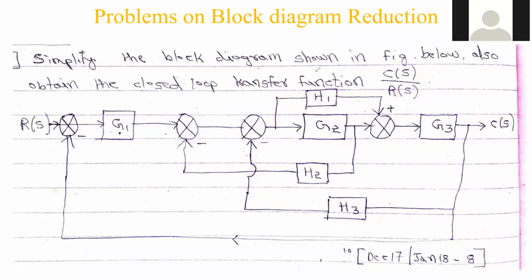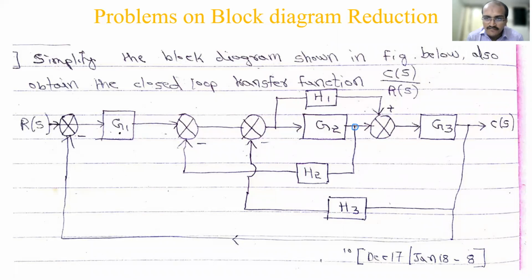G2 H1? No, it's wrong. When we say parallel, just observe here. There is a takeoff point here. After the G2, there is a takeoff point here. We cannot consider it as parallel. When we say parallel, this block's output and the upper block's output should meet at a summing point. There should not be some other division. A branch should not come.